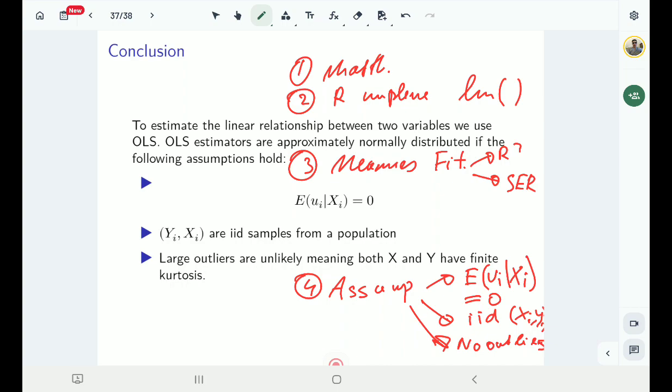Okay, so if you have these three assumptions satisfied, then you are going to have unbiased, consistent, and normally distributed OLS estimators.